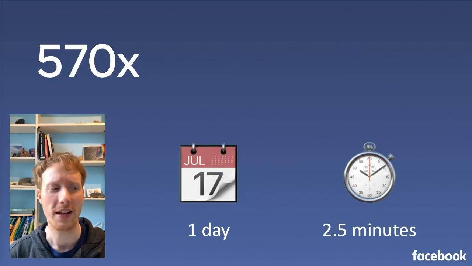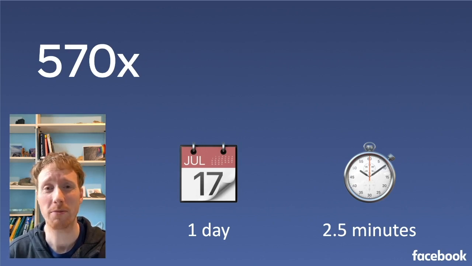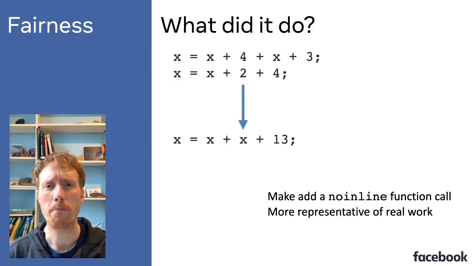Well, the answer is 570 times. And if you think about that in a more concrete way, that means that an operation that did take 2.5 minutes would now take a full day, a full 24 hours. For something like a build system, it's okay to wait 2.5 minutes. Not ideal, but it's okay. Whereas waiting 1 day makes the build system pretty useless. But was that a fair comparison?